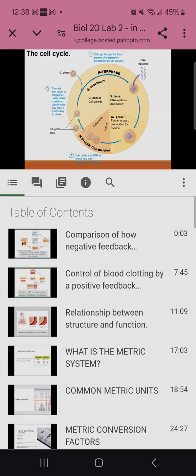Then we have the G2 phase. In G2 phase, it grows further and prepares for cell division. Now that it's grown, it's ready. Now we can start mitosis, okay?